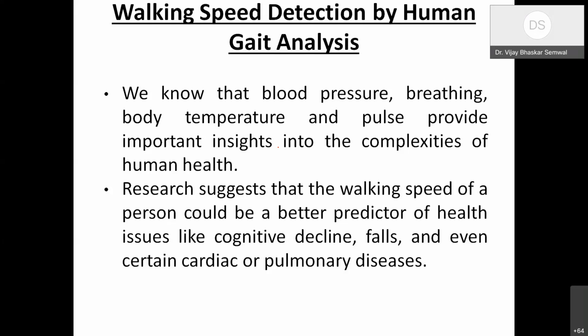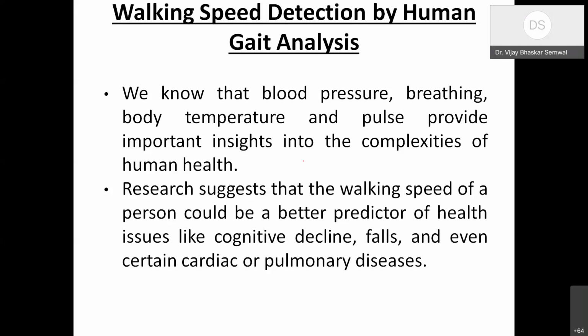and the health issues involve cognitive decline, falls, and even cardiac and pulmonary diseases. So what we can do, we can also check cognitive decline. Cognitive decline, like the neural system is going to die after a certain time, and also your memory capacity is going to decline. Fall, which is again related to posture recovery, and certain cardiac and pulmonary diseases.